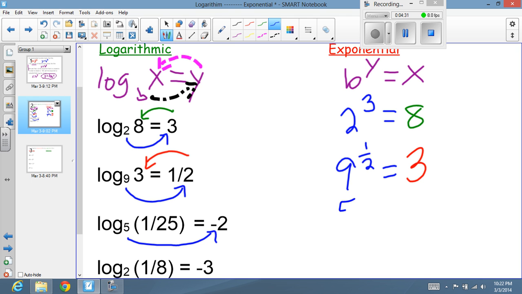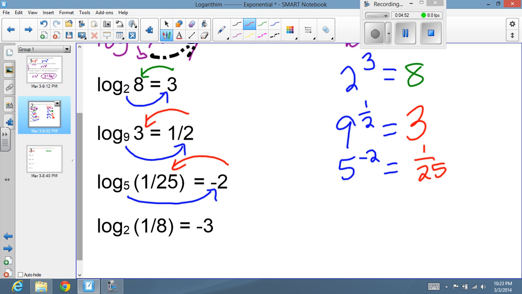5 to the -2 equals 1/25. Well, if you think about the fact that 5 squared is 25, but when you have a -2 exponent, I would have to move that to the bottom of the fraction, the denominator. There you'd have your 1/25. And then lastly, 2 to the -3. Well, 2 to the third is 8, but if I move that to the bottom of the fraction, that'd be 1/8.